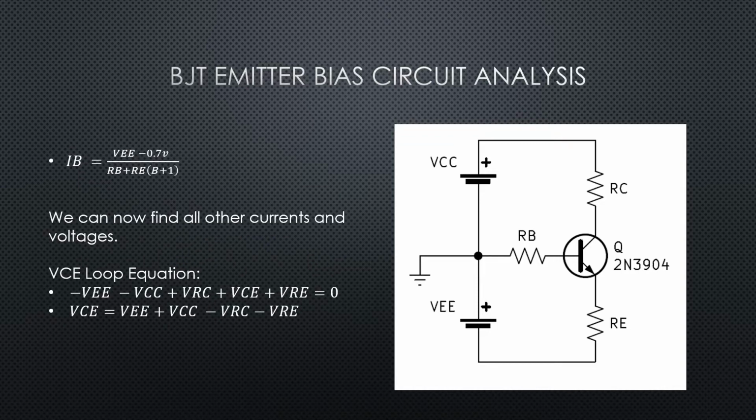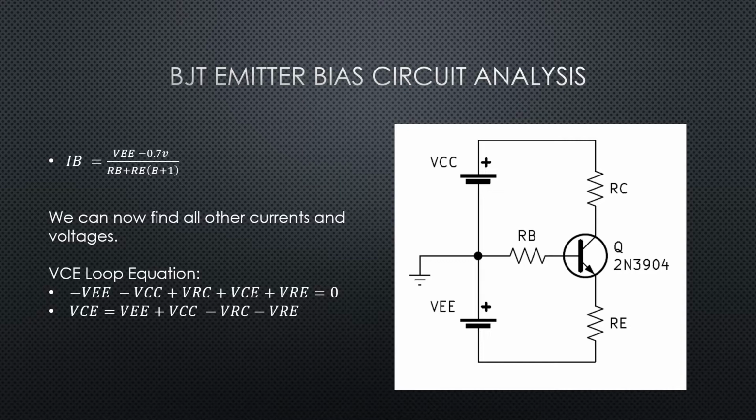So once we've got the base current, then we can quickly calculate the collector current and the emitter current. We can find the voltages on those two resistors. And we want to now do another loop equation all the way around through VCE so that we can find the VCE voltage. And this bias configuration is a little bit different than some of the previous ones because we've got two power supplies in there.